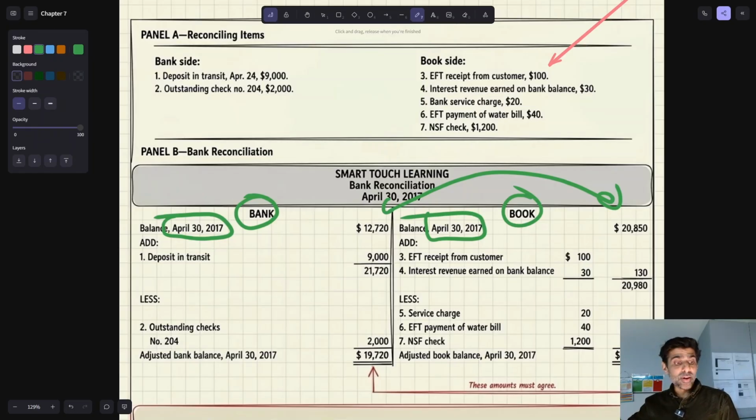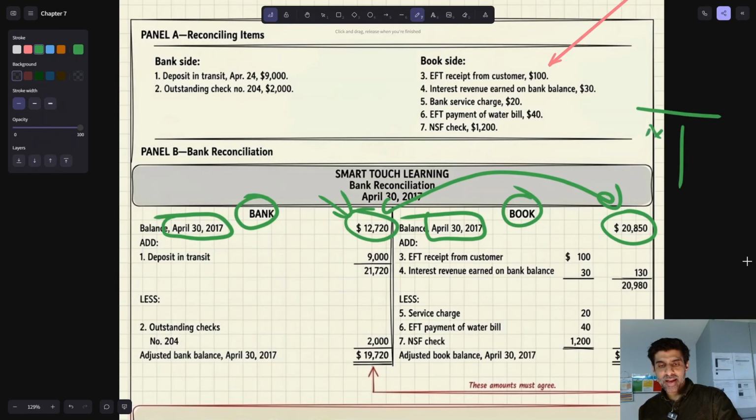Okay, so you're going to start with the ending balances that each of them says. The bank balance is going to be in your bank statement. The book balance is going to be like your T account, basically. You're going to have all your transactions, and at the end of the month, you would have had a debit balance of $20,850. Now you're going to make your adjustments.